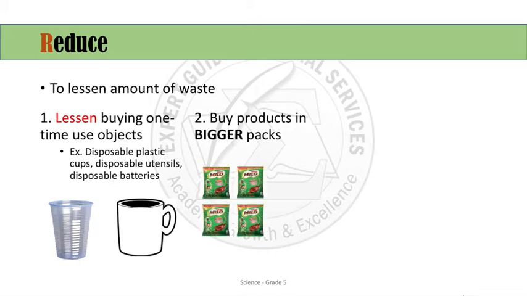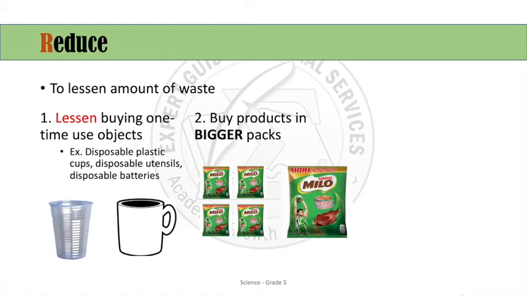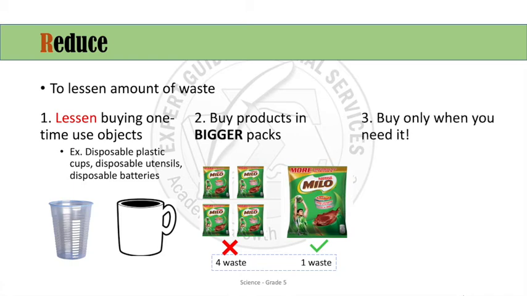Number 2 is to buy products in bigger packs. How come? Let's say you buy Milo in sachets, so you buy 4 of them, as compared to buying one big pack of Milo. You have the same amount of Milo, and you can make 4 drinks each. However, if you buy the sachets, you have 4 pieces of waste. If you buy the bigger pack, you only have 1 piece of waste. Number 3 is to buy only when you need a product, so that you don't keep making waste.